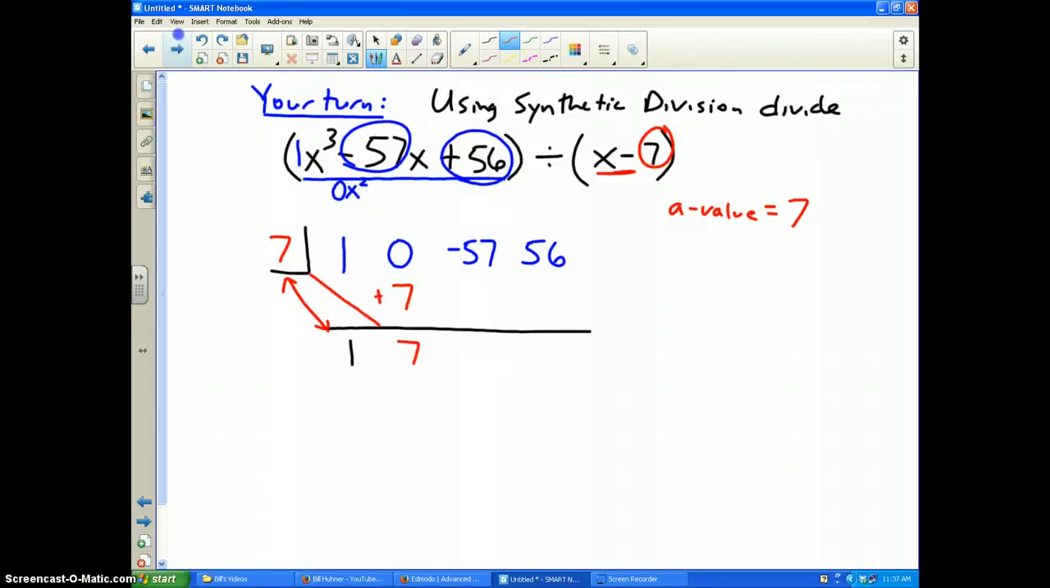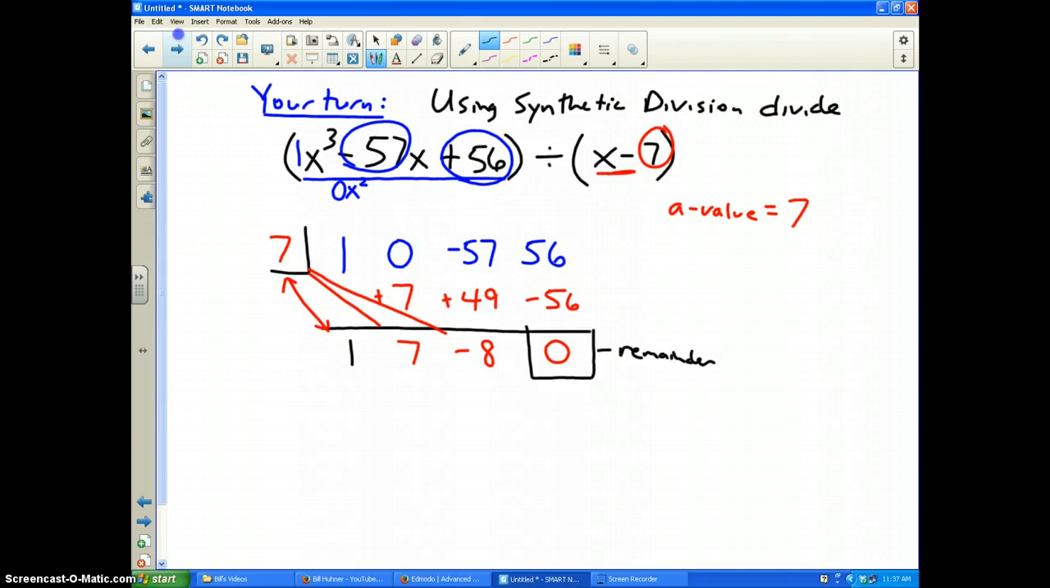And now 7 times 7 is 49. And then I add. Negative 57 and 49 is negative 8. And I take 7 times negative 8, which is negative 56. And negative 56 plus 56 is 0. And if you remember, the last number I put in a box because that's my remainder.